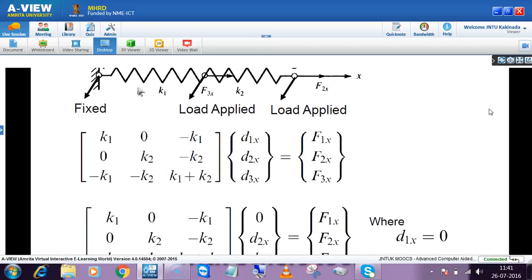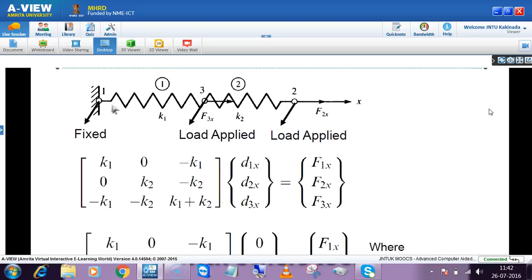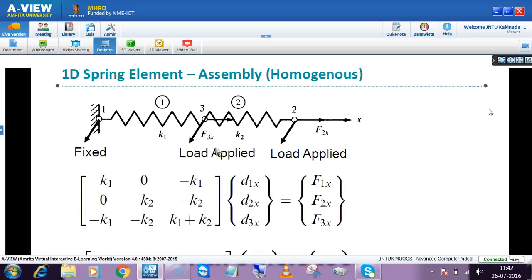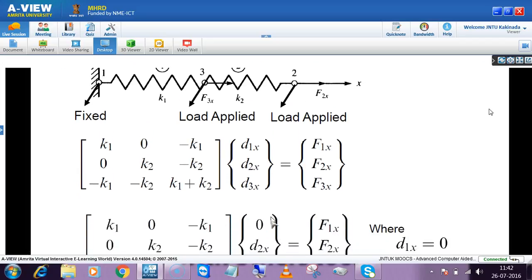Okay, let us take this problem. So in this problem, we are arresting the spring at node 1. We are applying load at node 3, and also we are applying load at node 2. Okay. So here we are constraining, right? So what we are telling is that the D1 displacement at this node is 0. We mentioned it here.